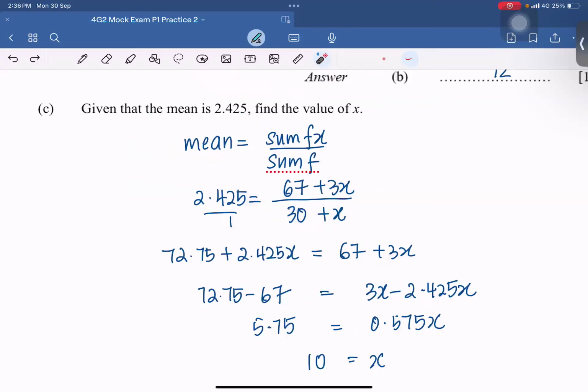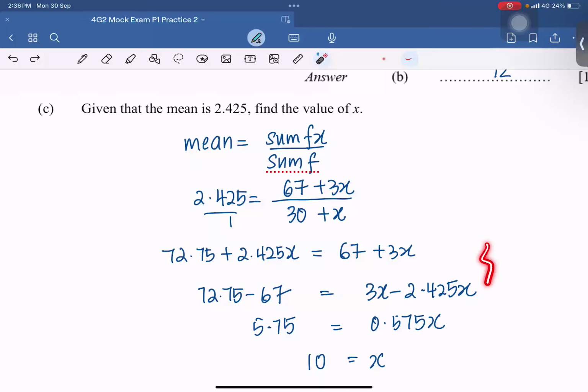So once the equation is formed, filled in already, then the rest is actually just algebra. The moment you form up your equation, you already win half the battle. You just need to be more careful with the equation. Okay, so we cross multiply. So 2.425 times 30, 2.425 times x. Remember when you multiply, you need to multiply the number inside. Don't forget this. Sometimes you multiply only the x, then you cannot get the answer. Okay, then equals to this. Then we shift around the numbers, put all the x together, divide away, we get the solution.